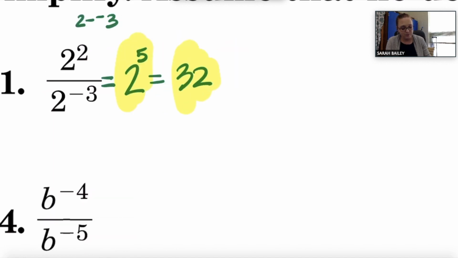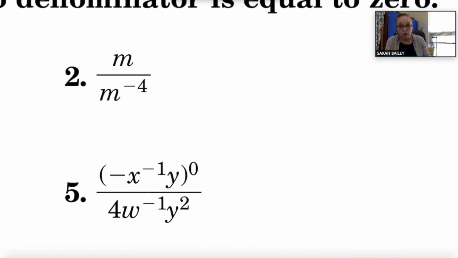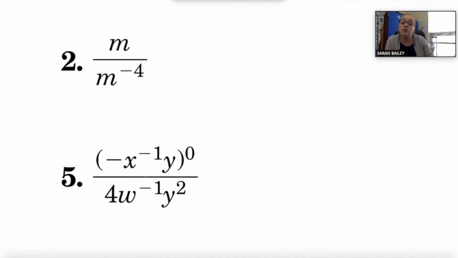Let's try another one. So when you look at number 2, we've got m divided by m to the negative 4th power. Remember, that's the same as m to the 1st power. So when I subtract my exponents, I'm going to do 1 minus negative 4, which is 5. So this is just going to be m to the 5th power.